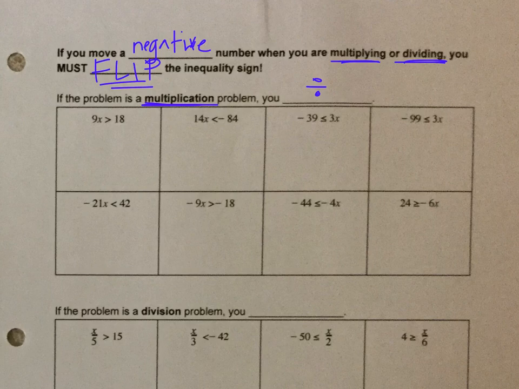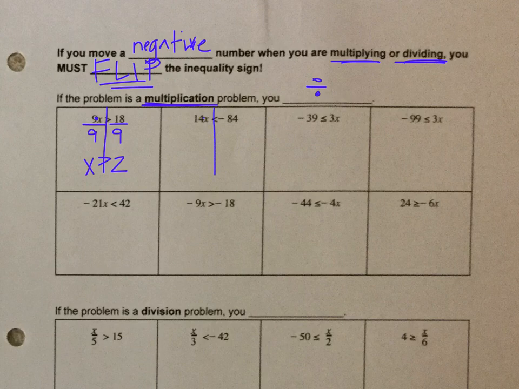So I can see right here the 9x is greater than 18. Between the 9 and the x, I don't see anything. When I don't see anything, I know that multiplication is happening. And the opposite of multiplication is division. So I'm going to divide on both sides. X greater than 2. That's all. I'm done. I'm happy.